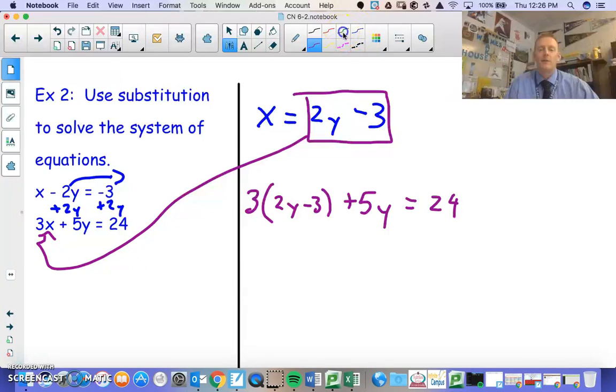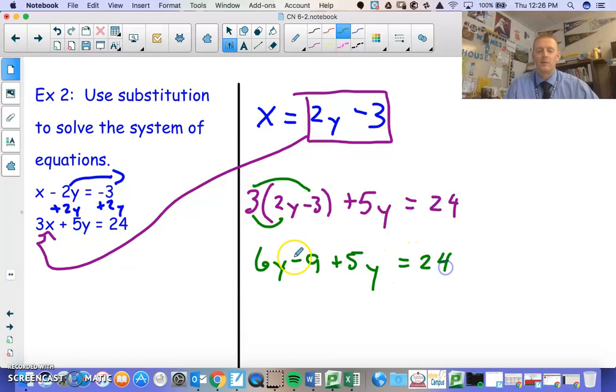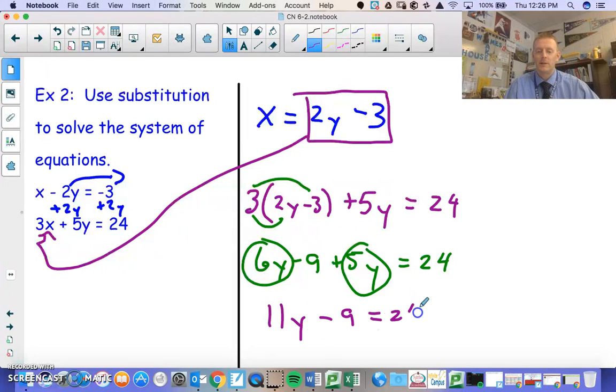So I'm going to have to distribute. That makes us have a 6y and a minus 9, because a 3 times this and a 3 times that, plus the 5y, and that equals the same 24. So we got to combine our like terms. So as you guys have been doing with me here, that makes 11y minus 9 is equal to 24.